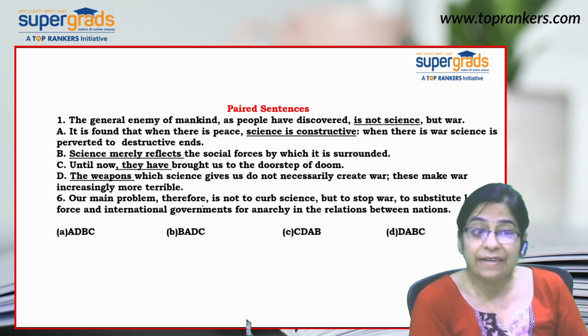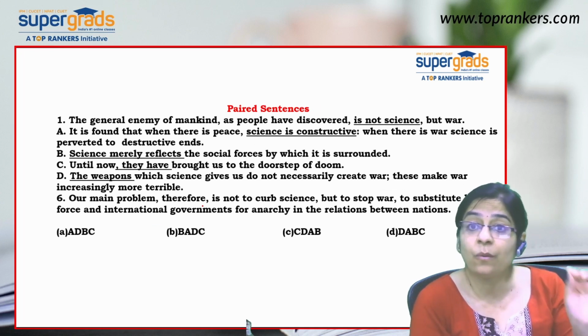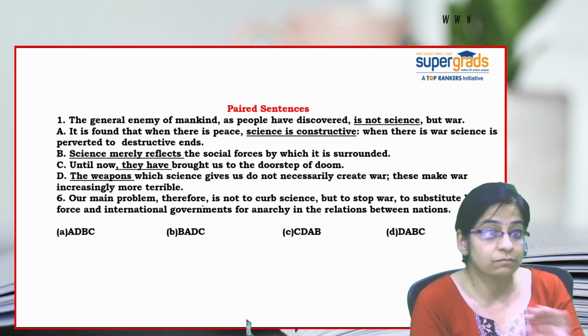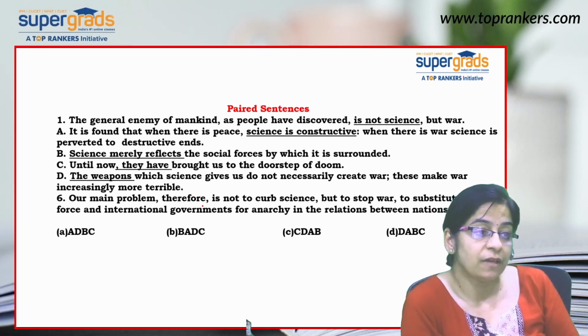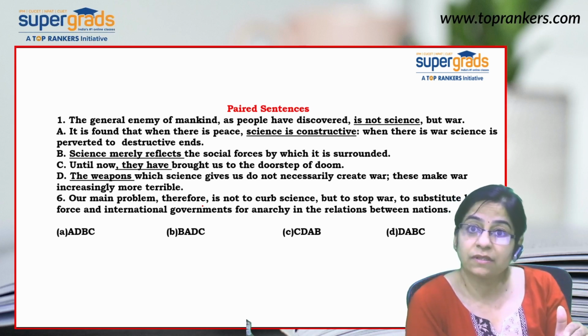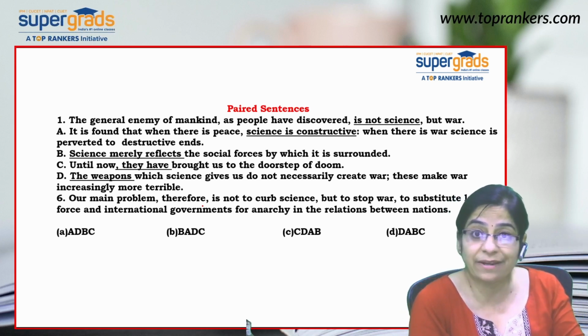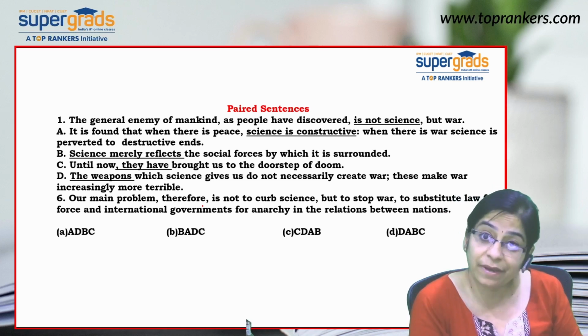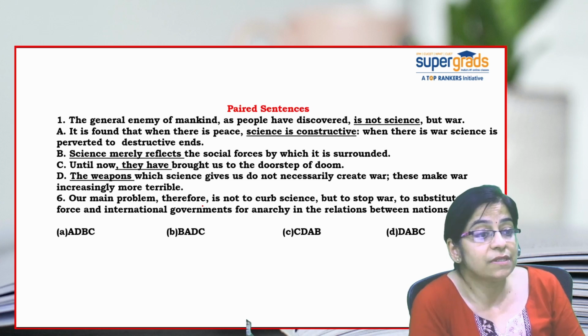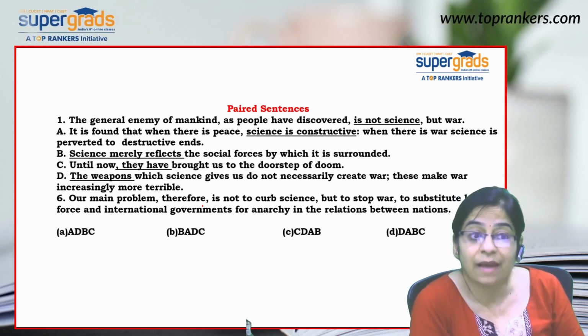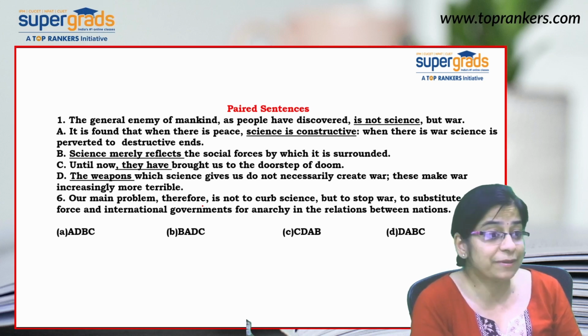Okay, find paired sentences. This one works like wonders. So works like a charm every time. Let's try to work this together. So I'll just read the option first. I'll keep the first two strategies in mind while I try to find the paired sentences as I work my way around the parajumble. So this says the general enemy of mankind, as people have discovered, is not science but war. Okay, that's a beautiful thought.